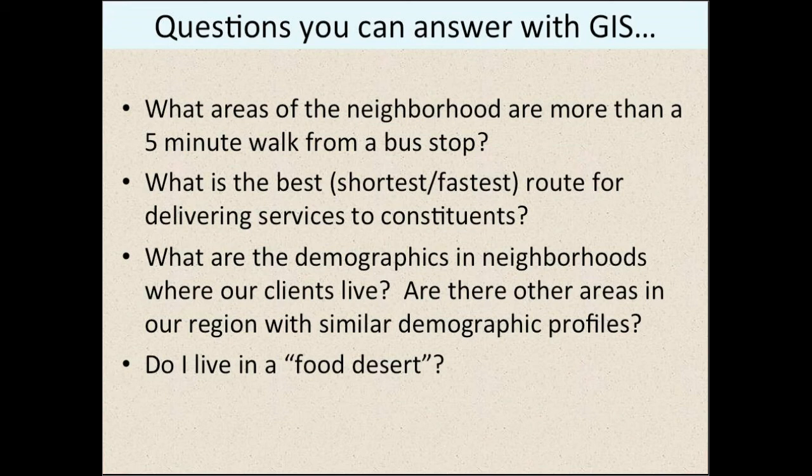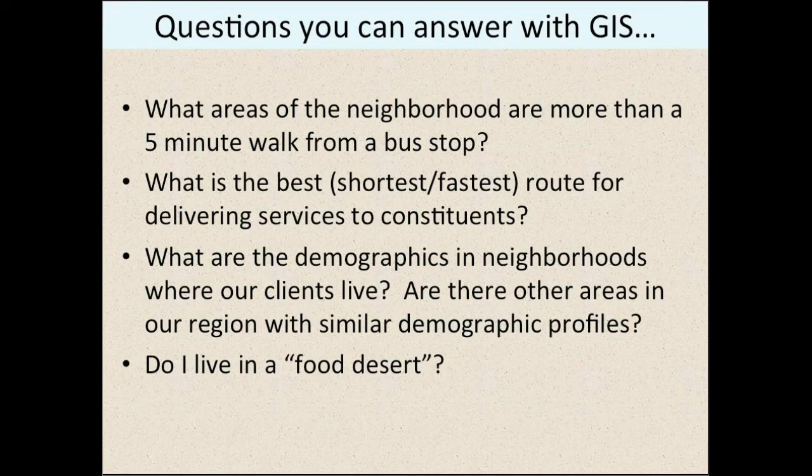What is the best, either shortest or fastest route for delivering services to constituents? A GIS can solve complex network routing problems, such as what is the shortest path, either in miles or time, to visit a list of addresses. How about demographics? If you can identify a common set of demographics that make up your service population, then you can use GIS to find other areas that share the same set of demographics. This data could be used to target new clients.